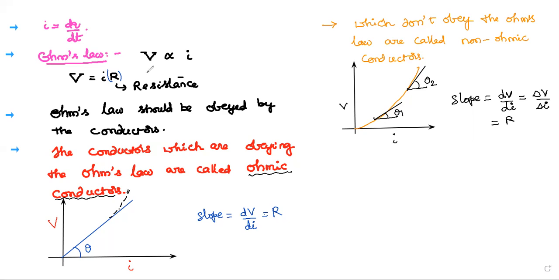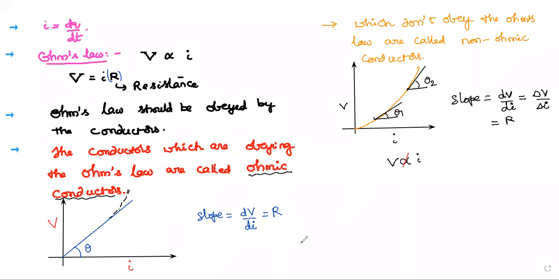So if the resistance changes, we are not accepting that R is a constant. If R is not constant, how can you write V is proportional to I? We should not write that. We have to write V is not proportional to I. This is for non-ohmic conductors. Non-ohmic conductors do not obey Ohm's law.